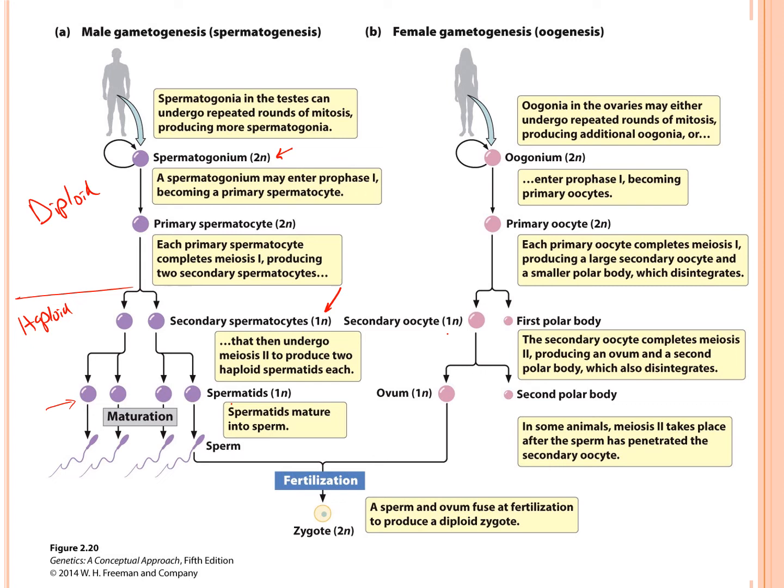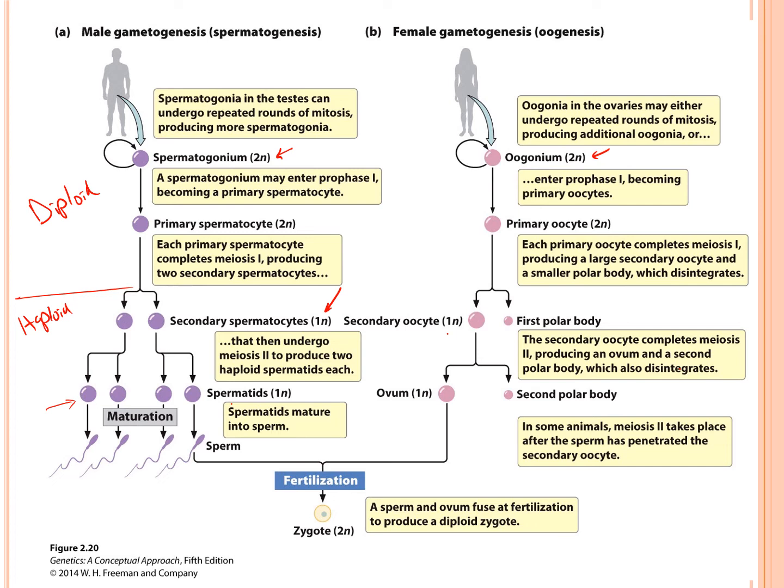In females, you don't really talk about that. You don't talk about egg count. You talk about egg release. You talk about egg viability. But it's not about producing and releasing as many eggs as possible, which is what the male strategy is. So we start with a diploid oogonium. It enters prophase 1. Crossing over occurs. We produce a primary oocyte.